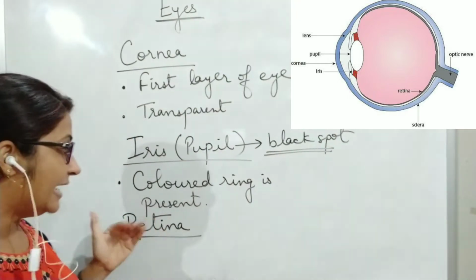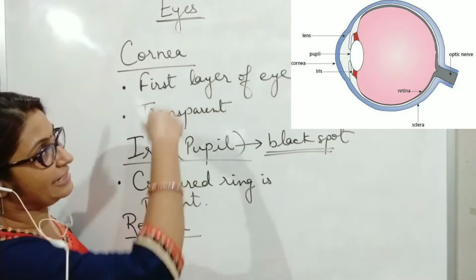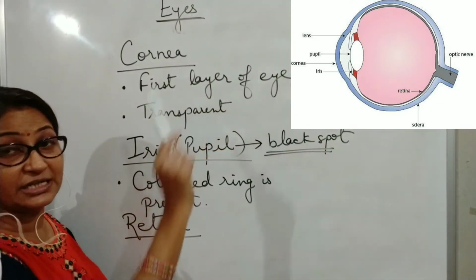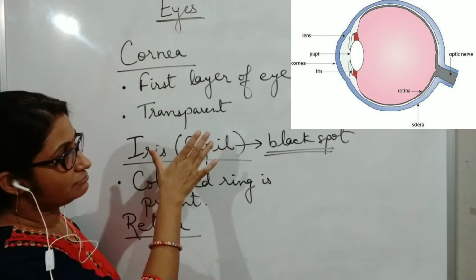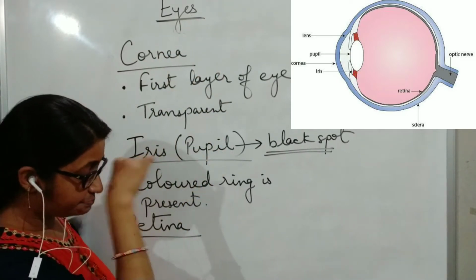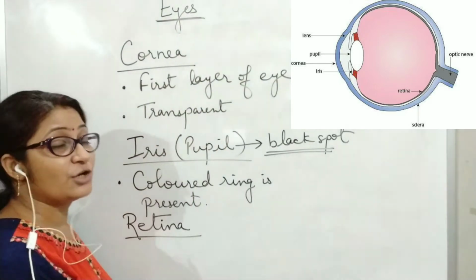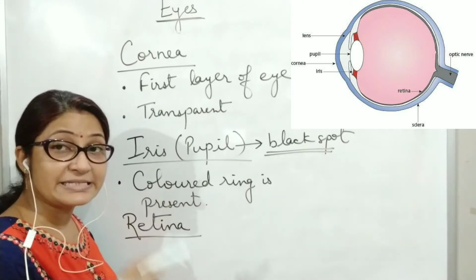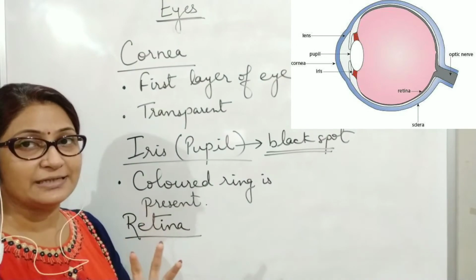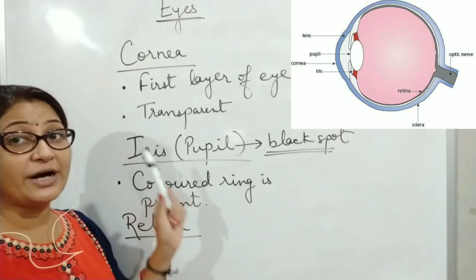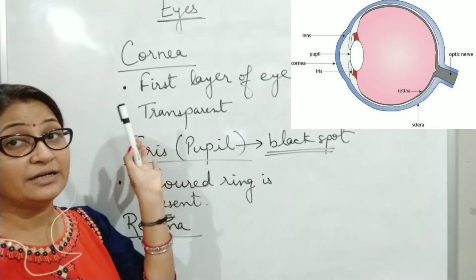whatever light, whatever images we see, as you can see in this figure, although the image is erect here, it's original, when it is received on your eye lens, this image actually gets inverted, and still you are able to see the things erect only.